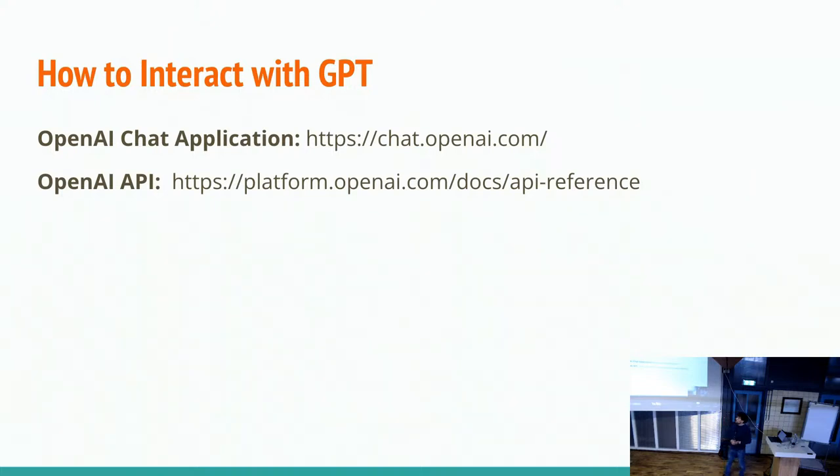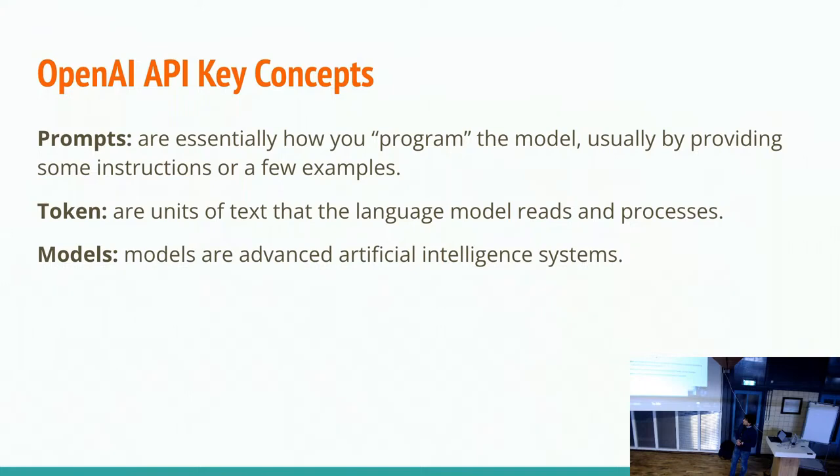How can we interact with GPT? We can interact through the application or through the API from this URL. The API concepts are, basically, the prompts, which are essentially the commands that you are passing to GPT, so the question or what you need from it. Then we have the tokens, which are a unit of text that we're going to see later, because again, the machine doesn't understand our language but understands numbers. So it's a numerical representation of our words.